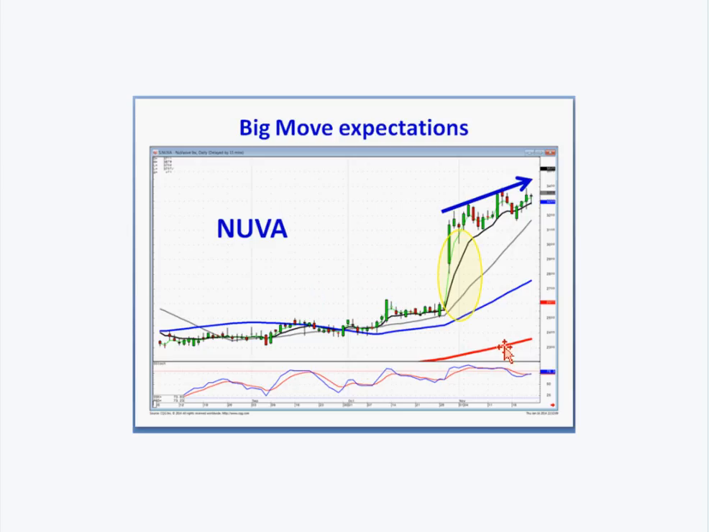On my charts, the red is the 200-day moving average. There you go. Jim's got it. The blue is the 50. The gray is the 20. And the black line is the T line, the 8 exponential moving average.